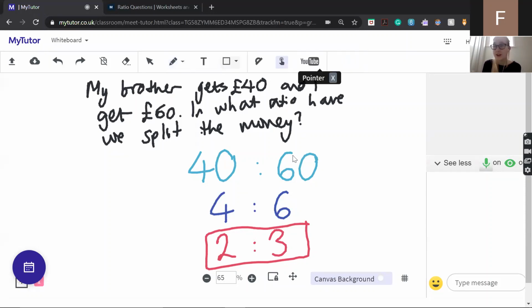Actually, this question that I've worded rather poorly, this is a perfectly acceptable answer. Normally the question will say, what's the ratio in its simplest form? All of these ratios are equivalent. They mean exactly the same thing.